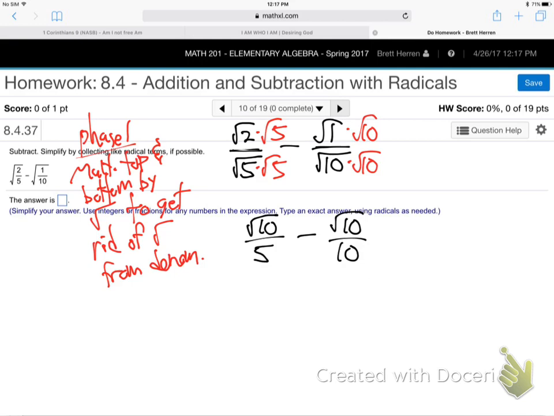Is that good so far? Y'all happy with that? Does that make sense? Questions I can answer? See what I'm doing? So whenever you have roots in the denominators, you multiply top and bottom. I got a root 5 here, so multiply top and bottom by root 5. Got a root 10 here, so multiply top and bottom by root 10.